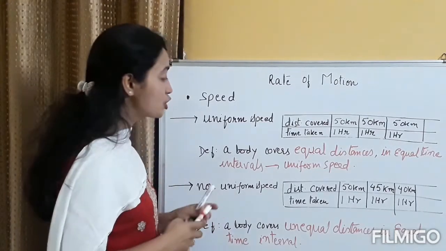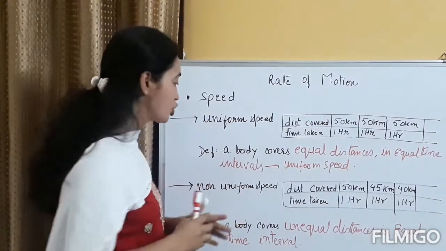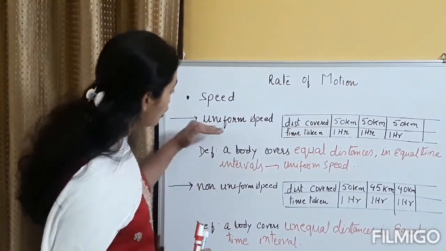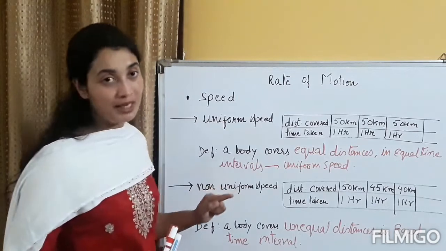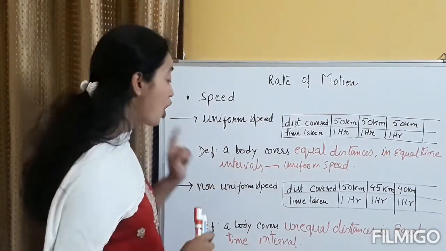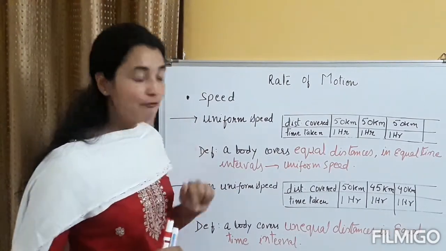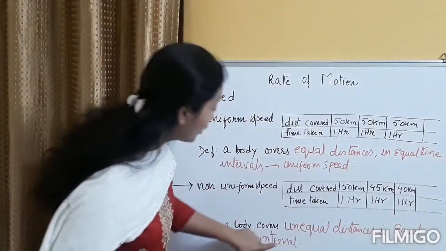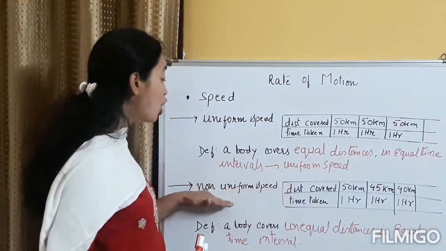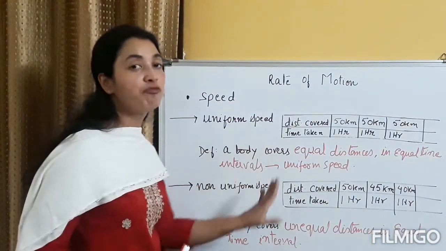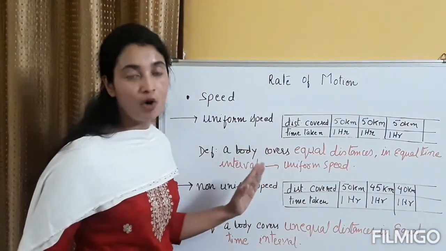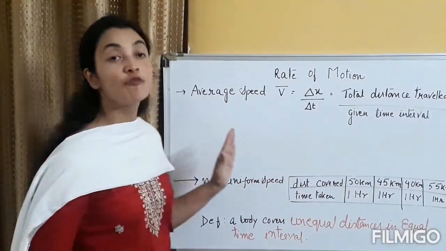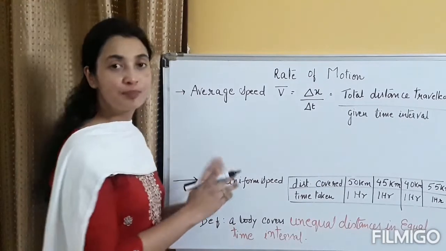In the coming up episodes, we will plot the graphs also, but for that you have to wait a little while. So we have covered uniform speed, non-uniform speed. We are yet to cover average speed. I hope you have understood. Unequal distances in equal intervals of time give you non-uniform speed, and the type of motion becomes non-uniform. Let us see the concept of average speed.